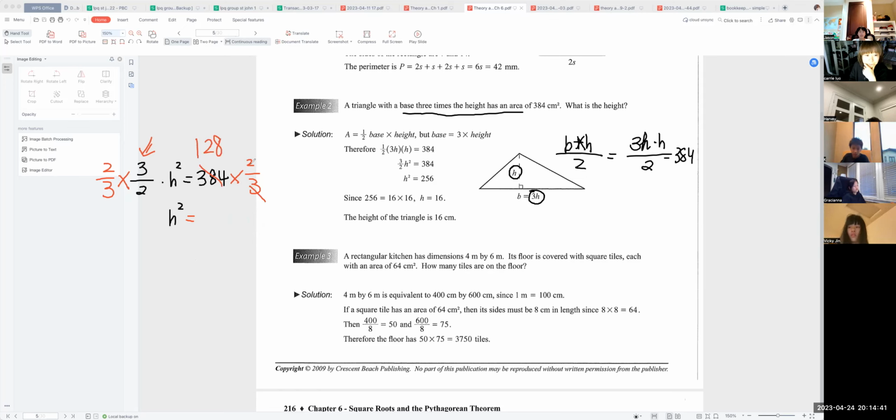So 128 times 2 equals 256. Okay, so everybody remember last week I asked you to try to remember as many square numbers as possible, right? Okay, 256 is the square of what? Kevin. 16. Okay, very good.